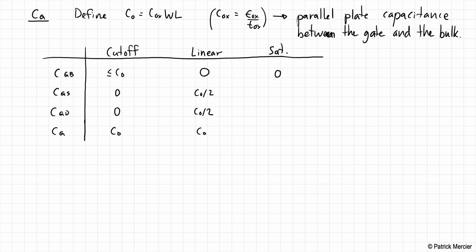Now, something similar happens in saturation. In saturation, we have essentially no capacitance between the gate and the bulk, and instead that capacitance goes mostly to the gate to source capacitance, and we're going to say approximately zero capacitance is from gate to drain. So the total capacitance is 2/3 C naught. Okay, so the question is why? And the answer is because of channel pinch off.